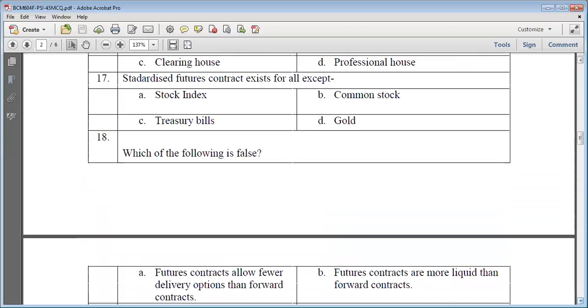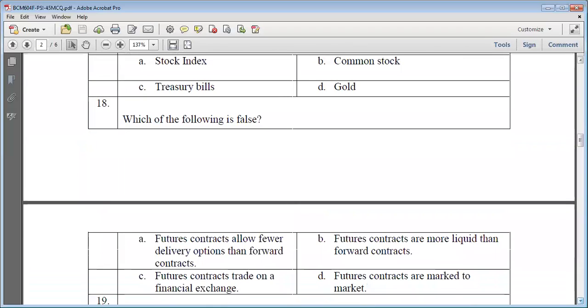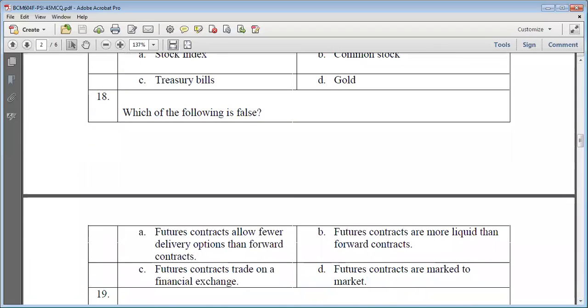Now, let us move to 18. Which of the following is false? Four statements are given. We have to identify which one is false. The first statement is: futures contracts allow fewer delivery options than forward contracts. In case of a futures contract, the delivery options are not less than a forward contract.